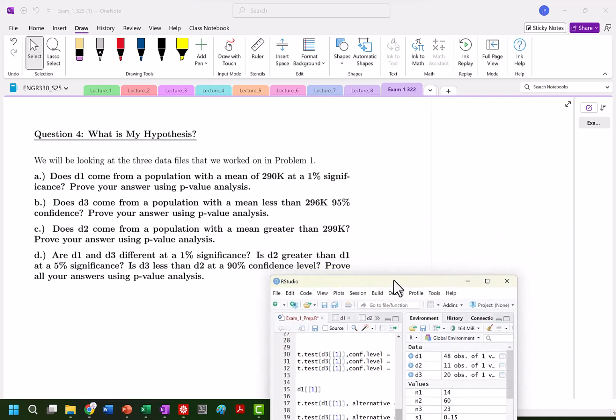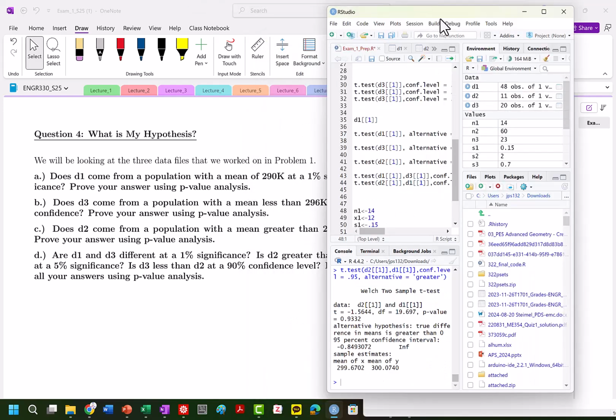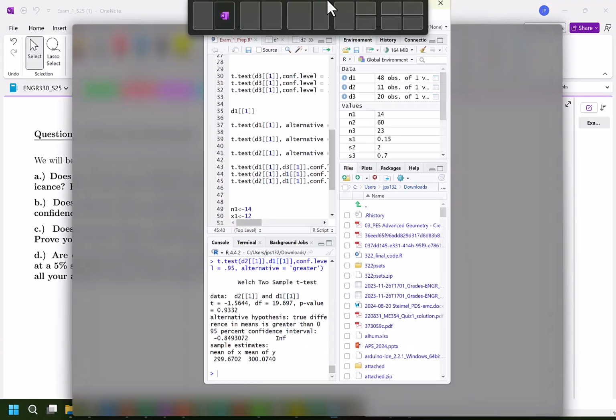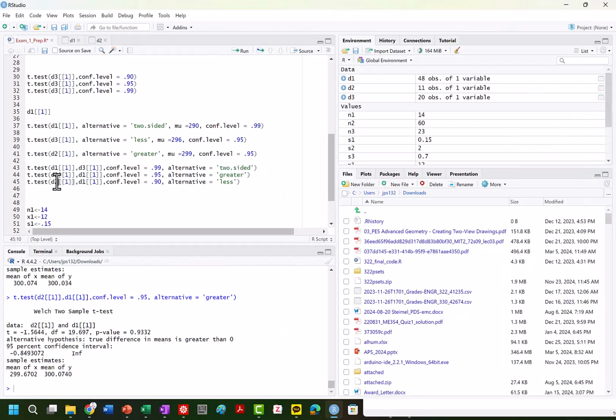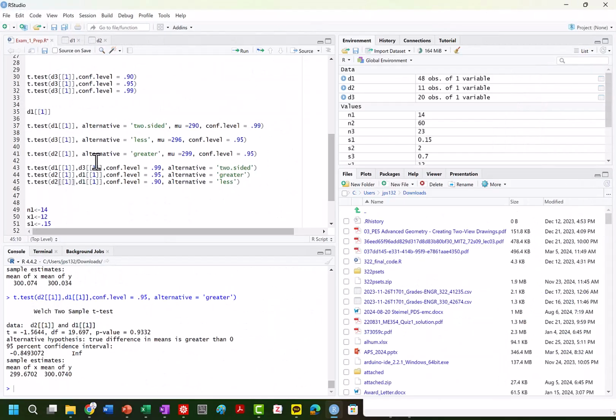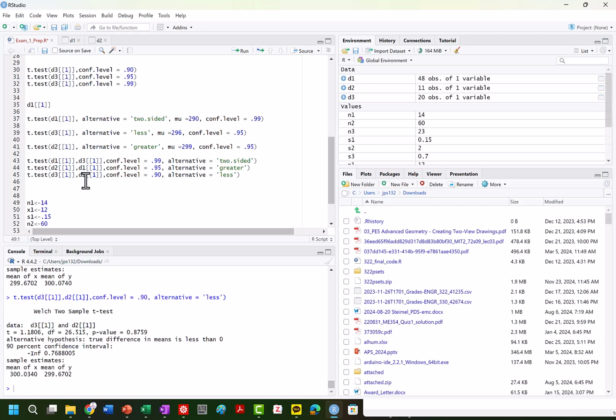And then D3 less than D2 at a 90% significance level. And that is also another do not reject.